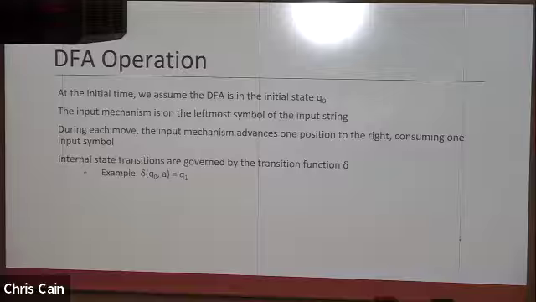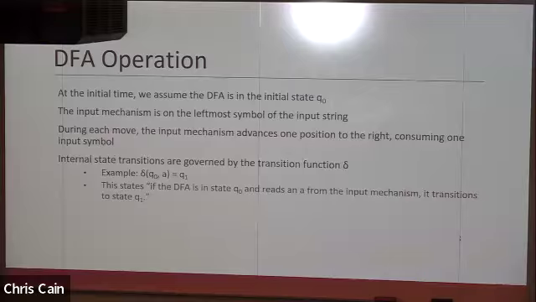So an example would be the transition function when we are in state Q0 and we read an A, then we end up in Q1. So this defines an edge, a directed edge from Q0 to Q1 with edge label A, if we're thinking of drawing this out as a graph. In English, if the DFA is in state Q0 and reads an A from the input, it transitions to state Q1.